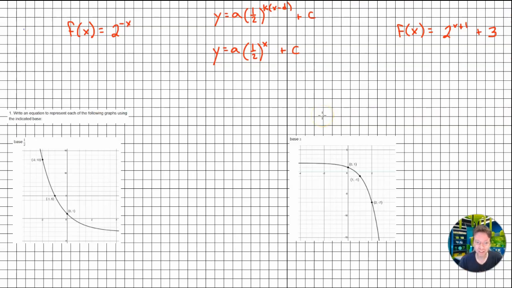Graphing exponential functions is one thing, but being shown a graph and determining what the equation of that graph is just by looking at it, that's another. But I'm going to show you in this tutorial easy ways that you can do it. Let's get started.